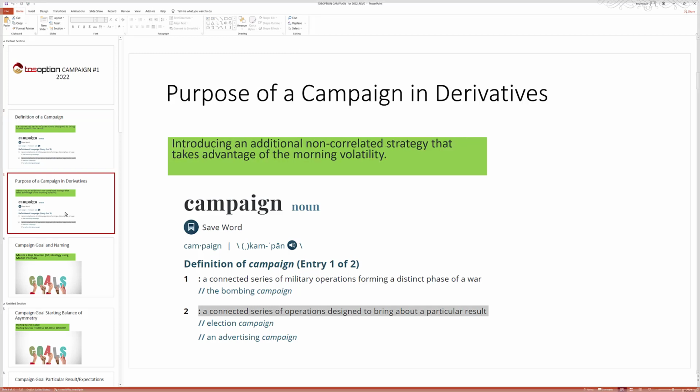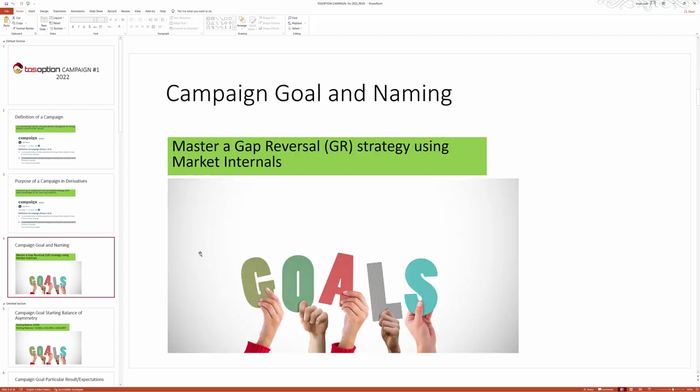And the purpose of this particular campaign is to take advantage of the morning volatility with a non-correlated strategy. So we have lots of different types of strategies, and this one is specifically designed to take advantage of the morning volatility. We've given it a name, the Morning Master Gap Reversal, and we're going to try to master that, and we're going to use the market internals to help us, and basically the laws of statistics.